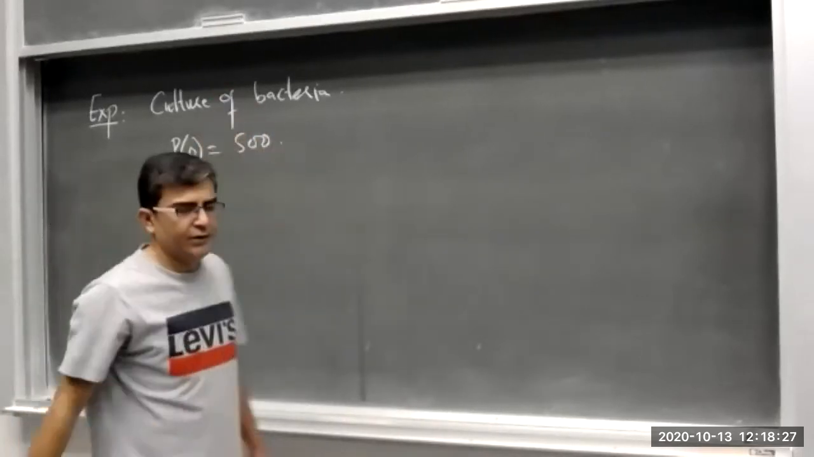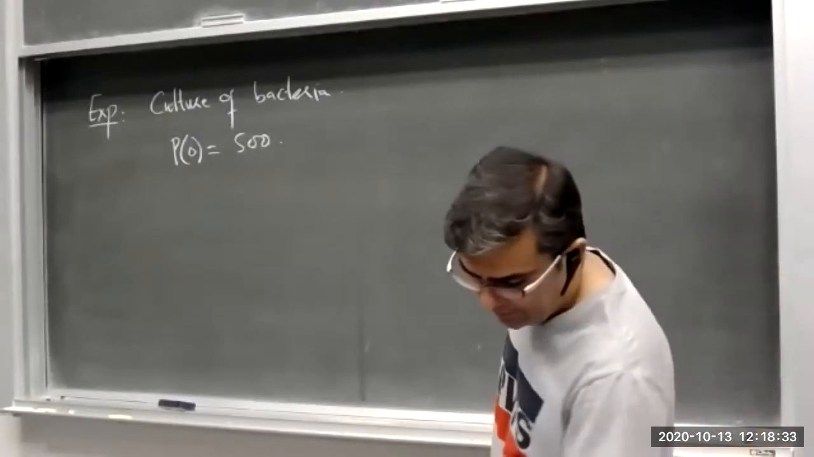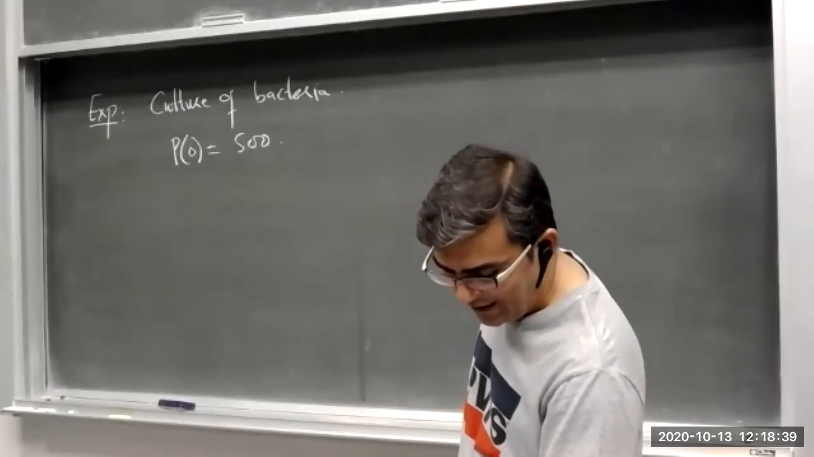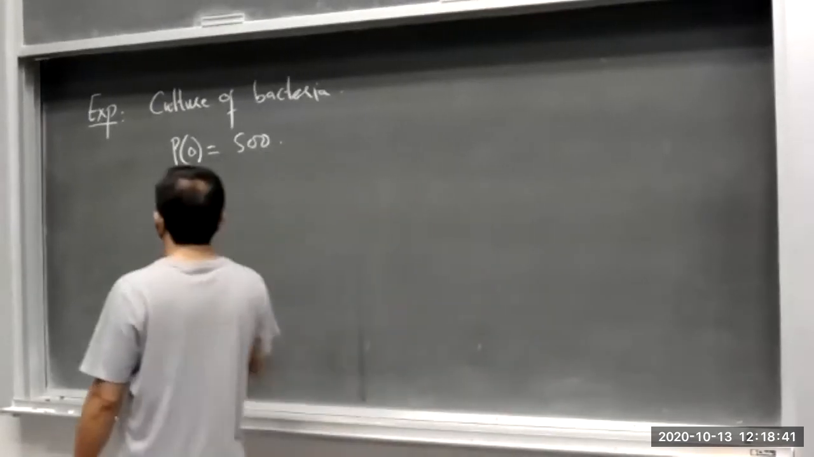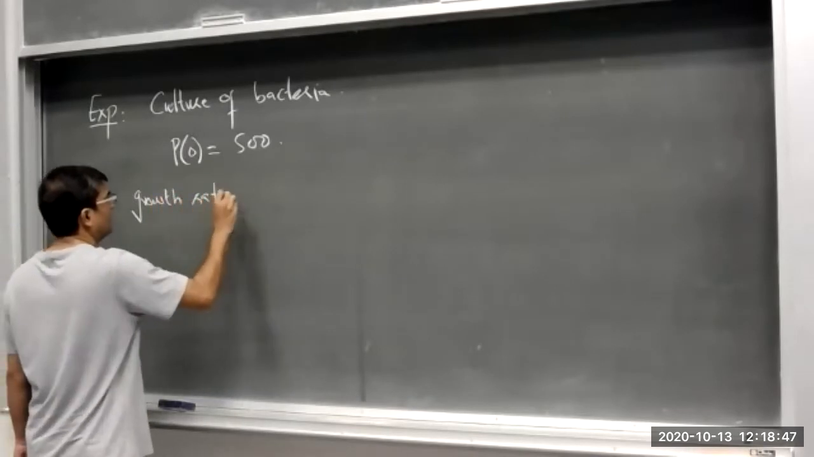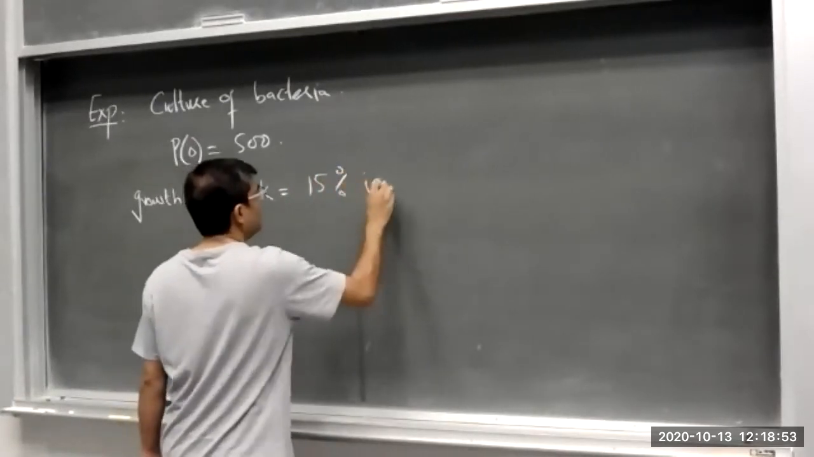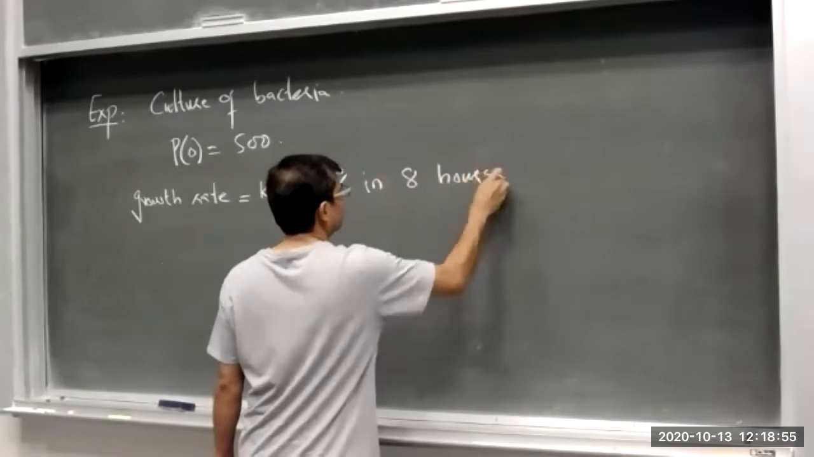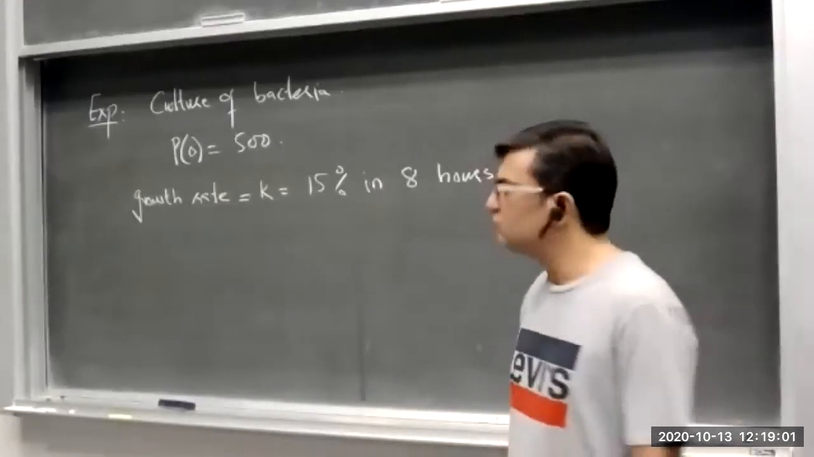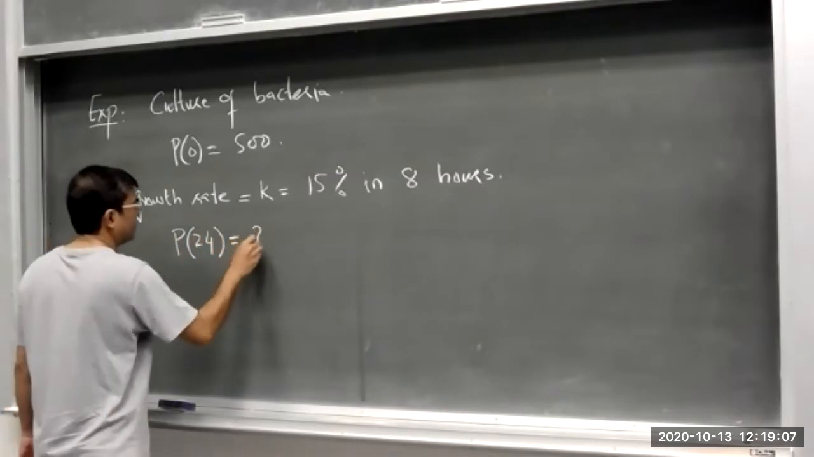The last example we did, we are changing the situation a little. If the initial population of the bacteria is 500, which increases by 15% in 8 hours, now the growth rate K is 15% in 8 hours. And what will be the population in 1 day? We have to calculate the population in 1 day, meaning P of 24. We need to calculate it.